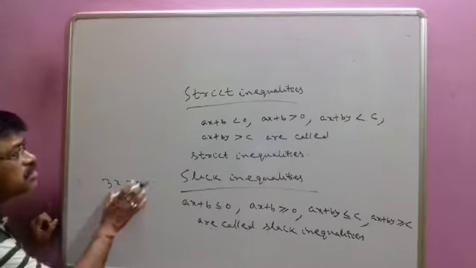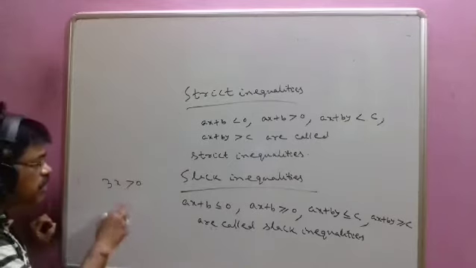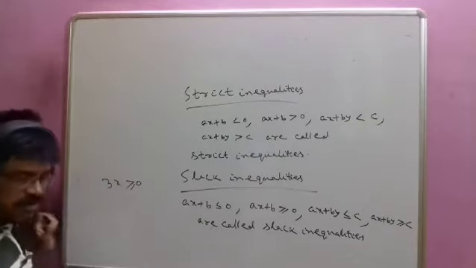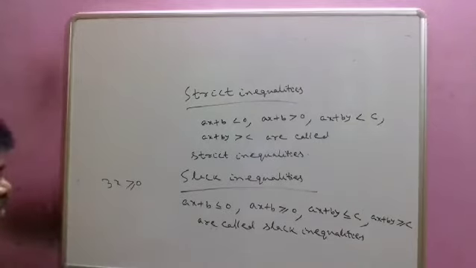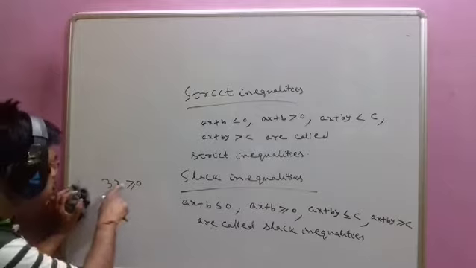3x greater than 0, this is strict inequality. If it is greater than or equal to 0, it is a slack inequality. Are you clear? Here the constant b is 0.